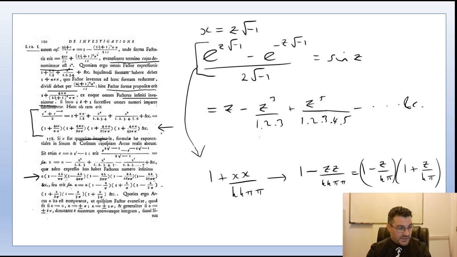Sorry, not on that line. On here. Sine z is equal to z times 1 minus z over pi. So k is equal to 1, 2, 3, 4. The factors 1 minus z over pi and 1 plus z over pi correspond to when k equals 1. 1 minus z over 2 pi and 1 plus z over 2 pi both correspond to when k equals 2. 1 minus z over 3 pi and 1 plus z over 3 pi both correspond to when k equals 3.